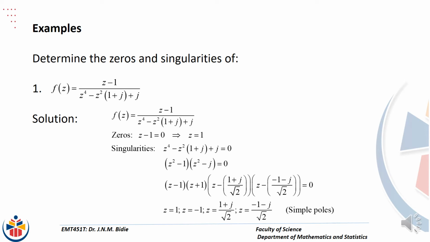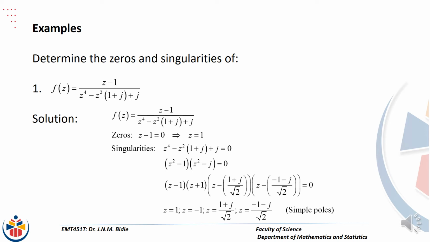For this example, we are given f of z equal to z minus 1 over z to the power 4 minus z squared into 1 plus j plus j. To find the zeros, we equate the numerator to 0 and then solve for z. And then for the singularities, we equate the denominator to 0 and factorize.